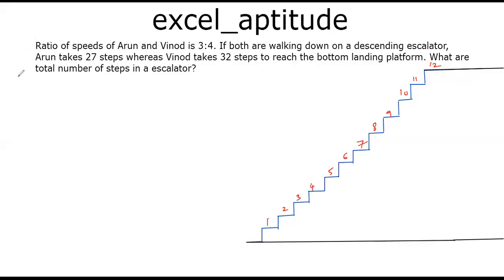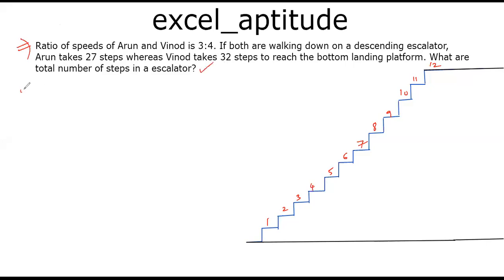Okay, now let's solve this question on escalators. First of all, let me read the question for you. The ratio of speeds of Arun and Vinod is 3:4. If both are walking down a descending escalator, Arun takes 27 steps, whereas Vinod takes 32 steps to reach the bottom landing platform. What is the total number of steps in the escalator?